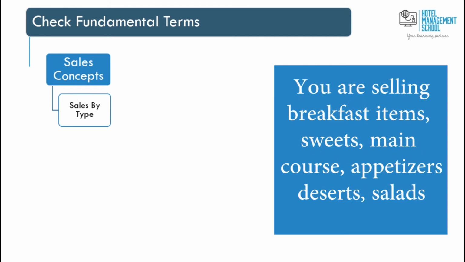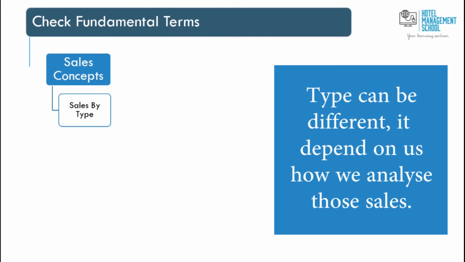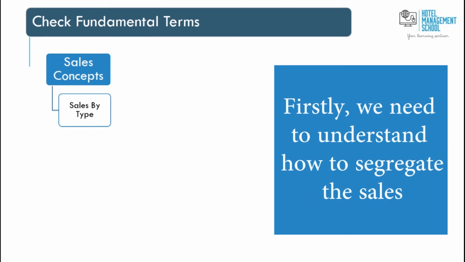You can also segregate by the meal period. You are selling the breakfast items, you are selling the soups, you are selling the main course, you are selling appetizers, desserts, or salads. So the type can be different depending on how you want to analyze the sales. So the first thing is you need to understand how to segregate the sales.